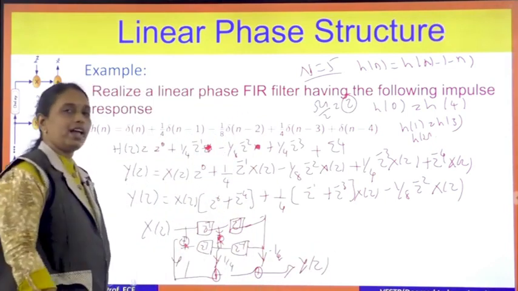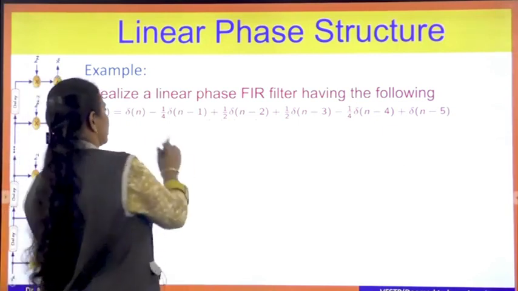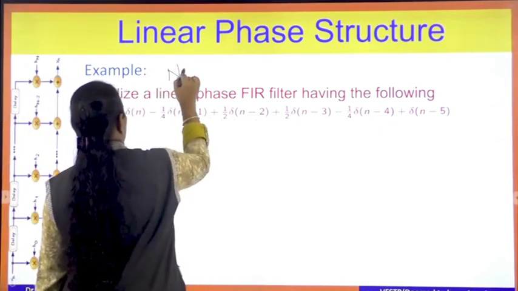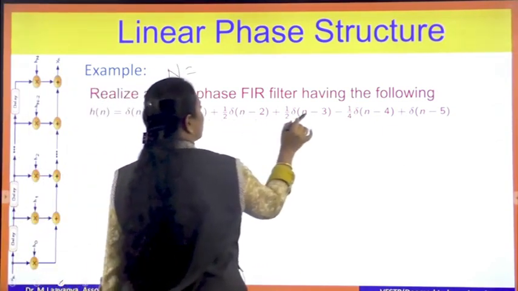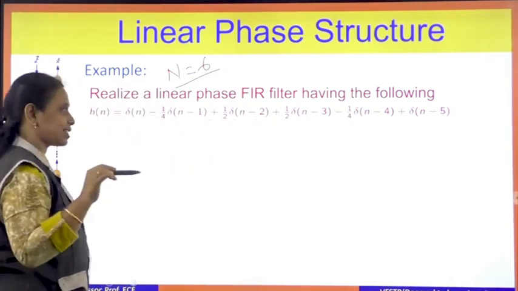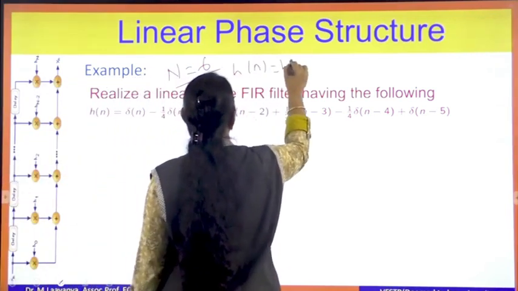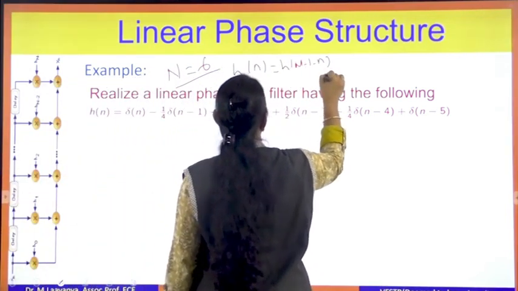So this is my answer. Now let us see another example where the n value will be even. 1, 2, 3, 4, 5, 6. So n is equal to 6. And what is my center of symmetry? h of n equal to h of n minus 1 minus n.